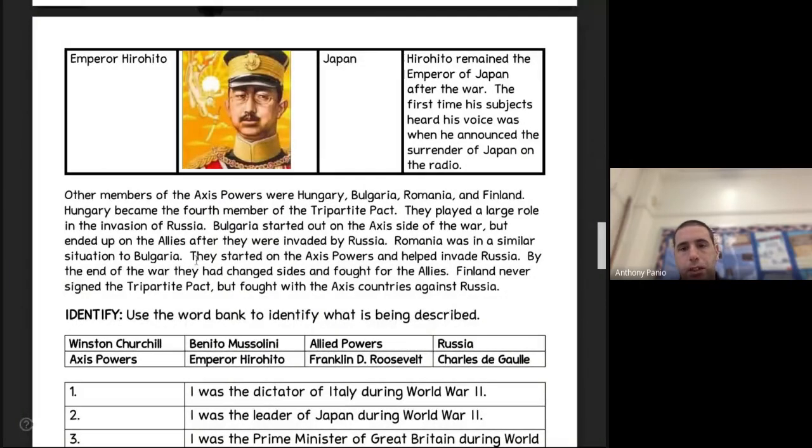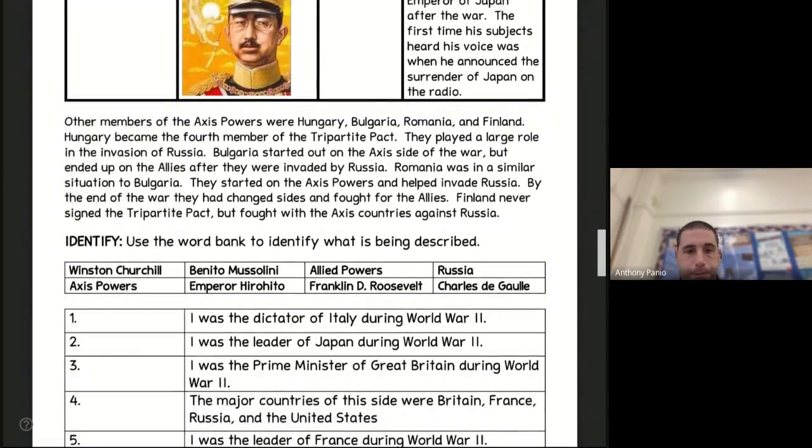Other members of the Axis powers were Hungary, Bulgaria, Romania, and Finland. Hungary became the fourth member of what's known as the Tripartite Pact. They played a huge role in the invasion of the Soviet Union. Bulgaria started out on the Axis side of the war. They started on the Axis powers and helped to invade the Soviet Union. By the end of the war, they had changed sides and fought for the Allies. Finland never signed the Tripartite Pact, but fought with the Axis powers against the Soviet Union.